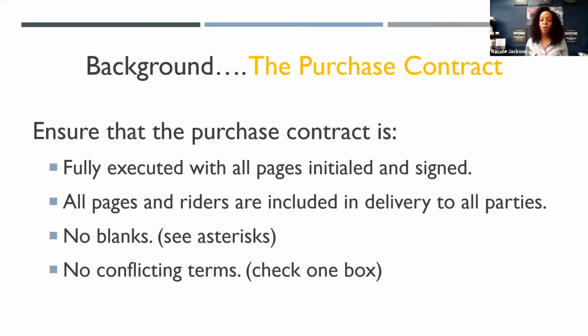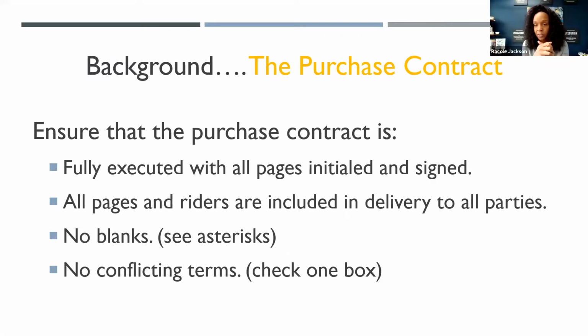Finally, you want to ensure that all pages and riders are included in delivery to the parties. Riders specifically, especially if your transaction involves a property that's located in a condo association or a homeowners association, because you guys know that those riders carry their own timelines for execution of the contract, right? Those riders say that the buyer can, within X number of days, cancel the contract based on the information that they received in the disclosure. We're going to talk about this a little bit later on in our time together, but in the HOA rider, you disclose the monthly association dues.